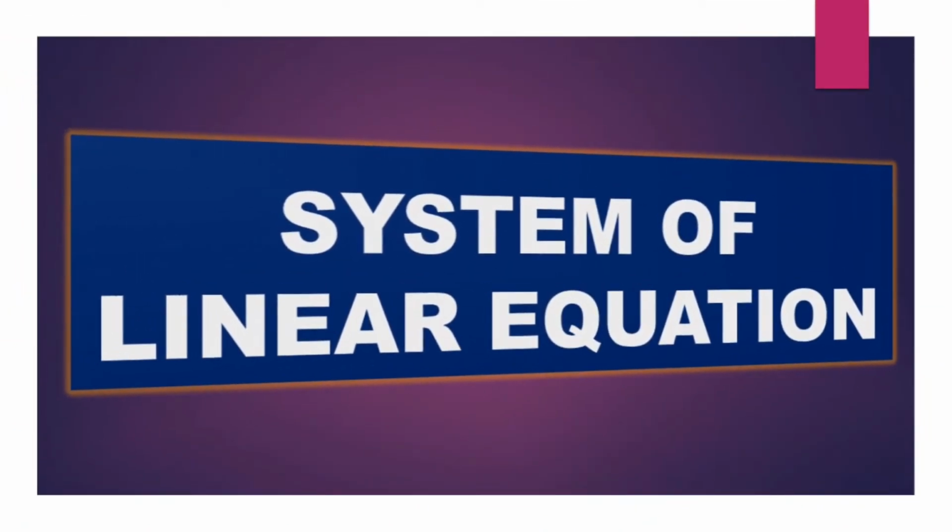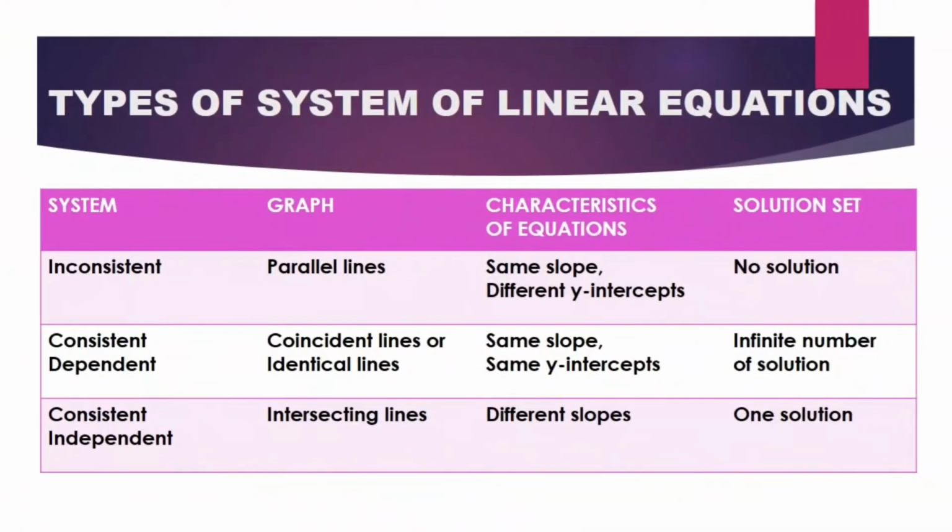System of linear equations. Types of system of linear equations. Inconsistent system. Graphs are parallel lines. Equations have the same slope and different y-intercepts, and there is no solution.